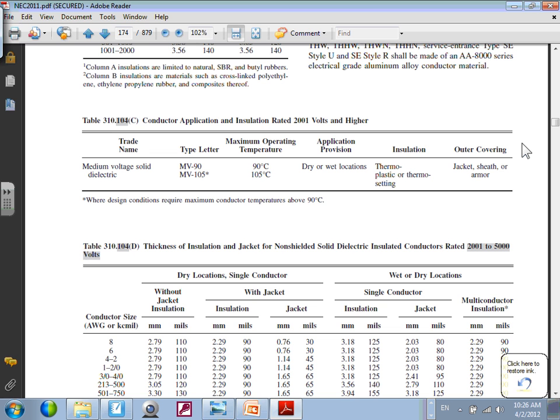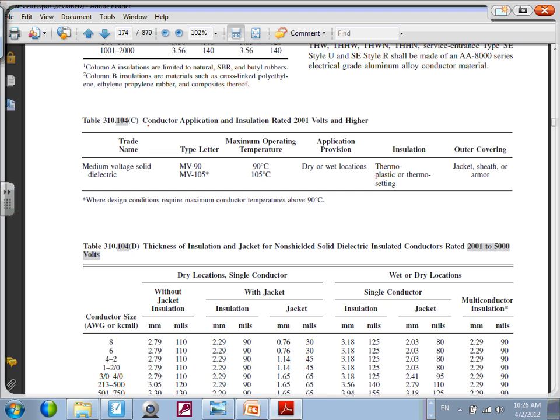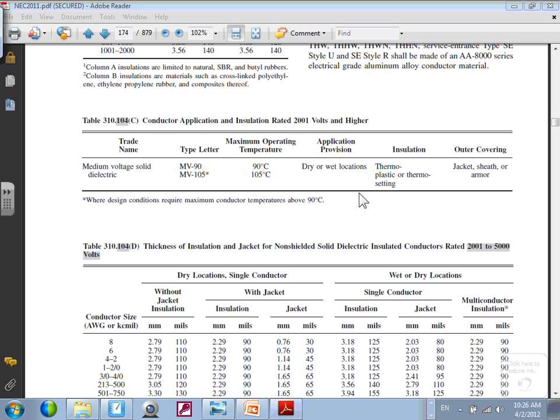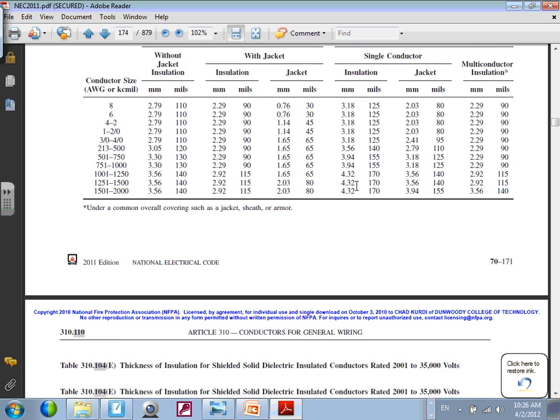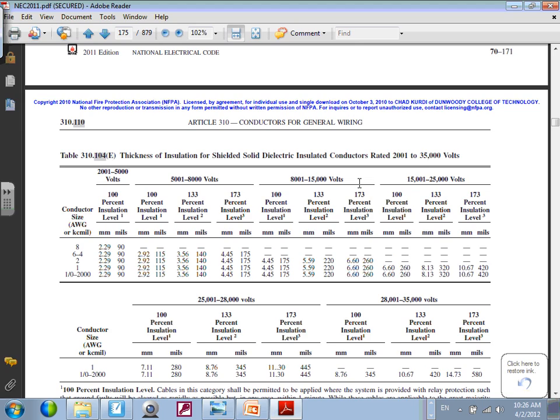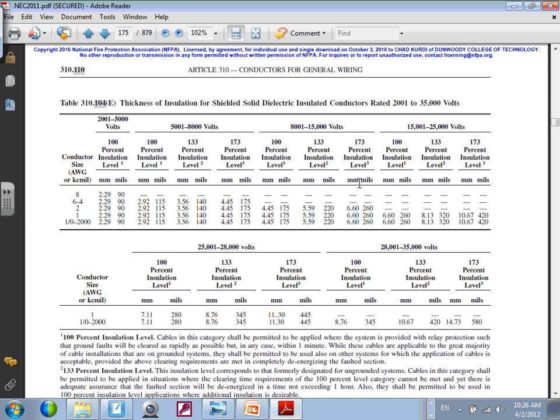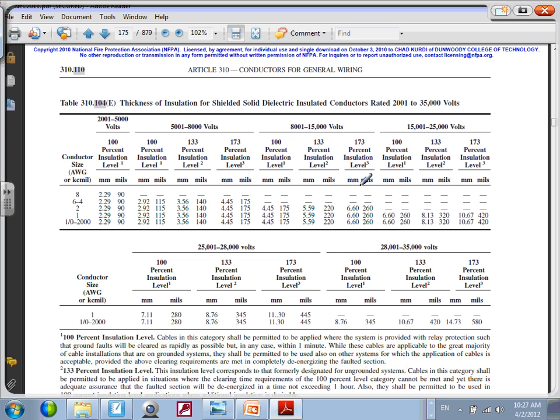This is interesting. Medium voltage. Remember when we talked about medium voltage application? Here's MV90 rated for dry wet location. 105 is also dry wet location. Both of them are rated for dry or wet location. Both these cables are in the medium voltage. Thickness of insulation, not a big deal, up to 5,000. Thickness of insulation is different after that. Very few of you guys will later on talk about 100% insulation, 133, 173. Anyway, so there's thickness of the insulation when it comes to high voltage. Just be aware of that.